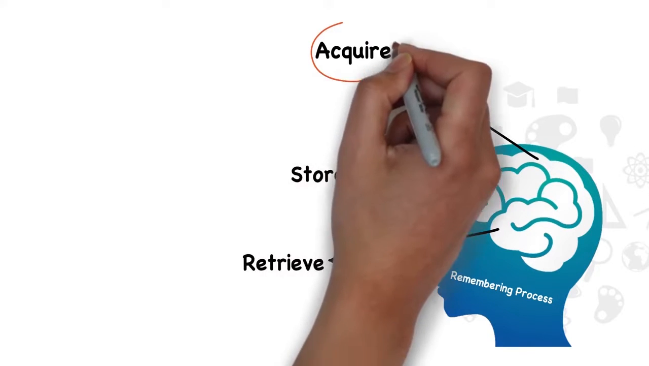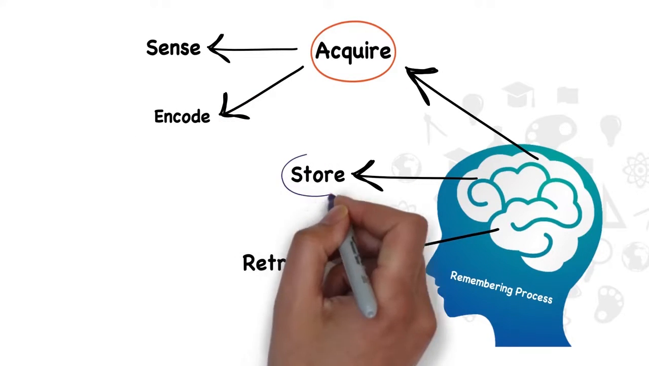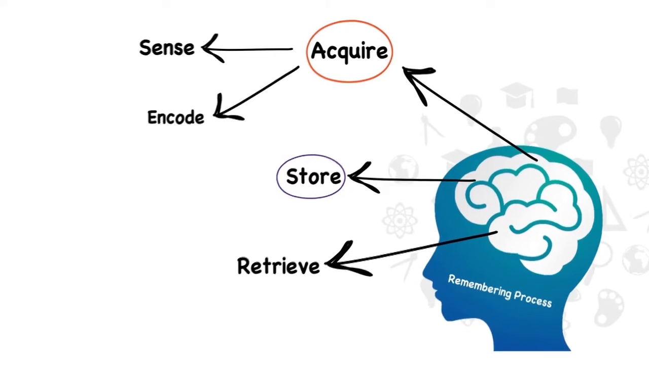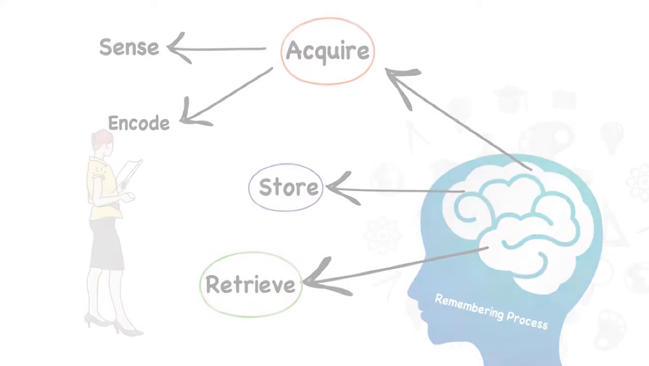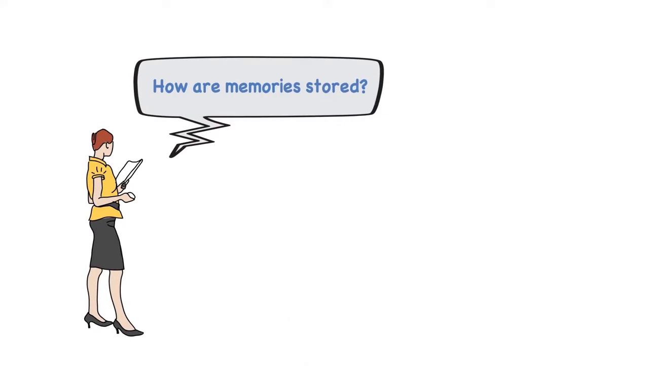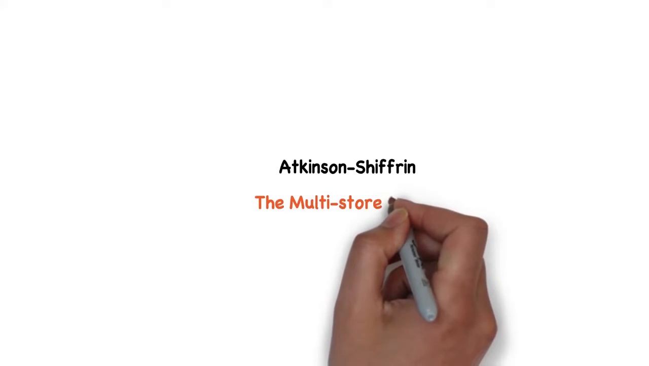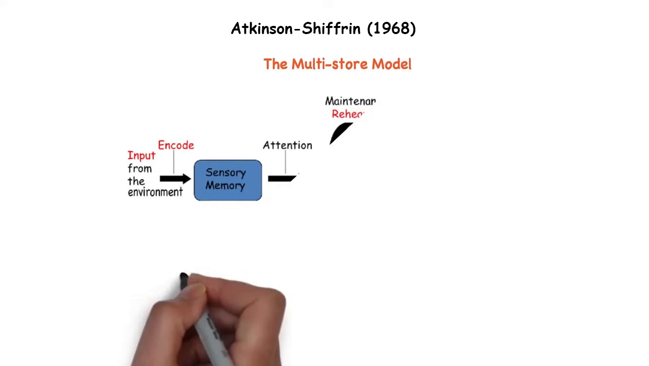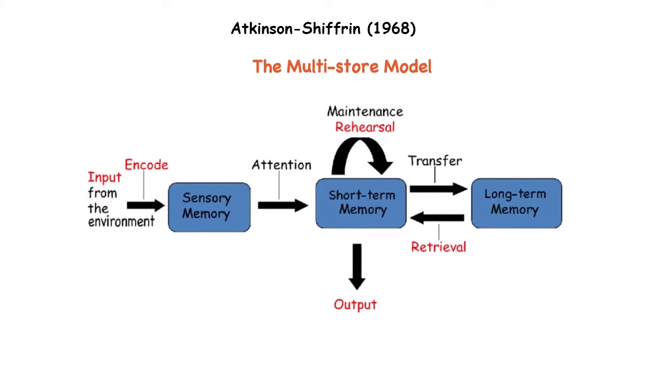In order for us to acquire, we need to sense and encode, then transform the data into something that can be stored into the memory. Retrieval occurs when the data from the memory is fetched mentally when it is needed. So, how are memories stored? According to Atkinson-Shiffrin, the multi-store model is an interaction of three memory systems, which are sensory memory, short-term, and long-term memory.